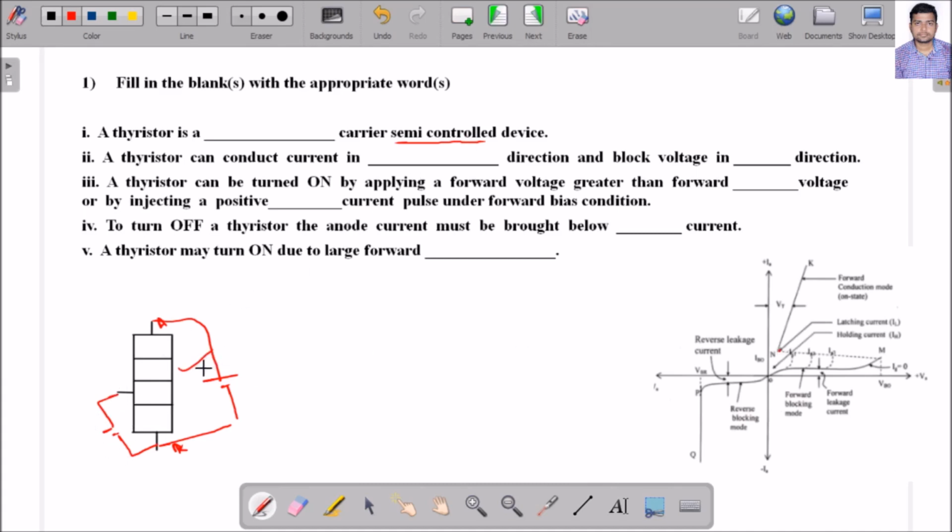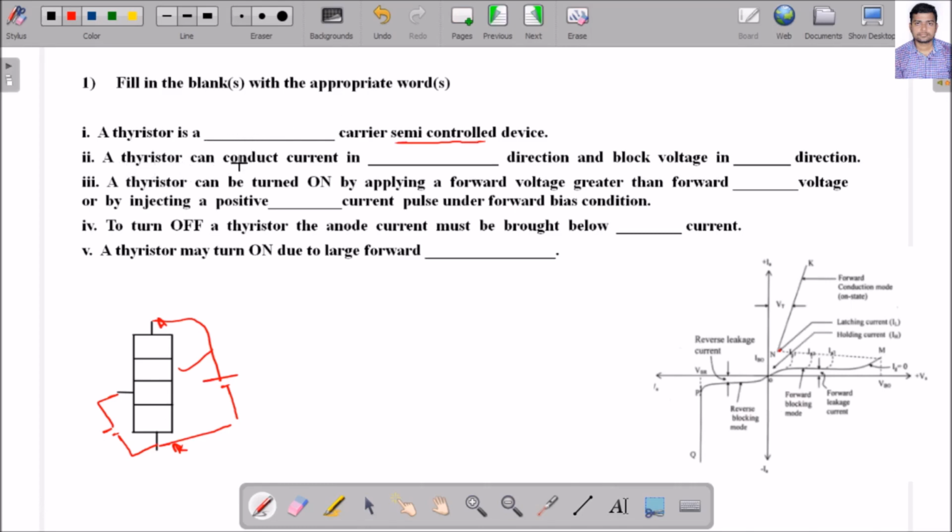It means I can control the turn on, but I cannot control the turn off. Once it is turned on, even if I remove the gate signal, it will continue to conduct. So I do not have any control on turn off time, so it is known as semi control. A thyristor is a dash carrier. Is it a majority charge carrier or minority charge carrier? It is definitely a minority charge carrier. So a thyristor is a minority carrier semi control device. Why minority? Because both electrons and holes take part in the conduction of thyristor.